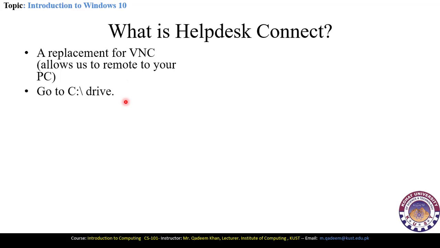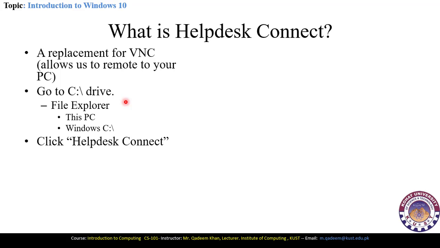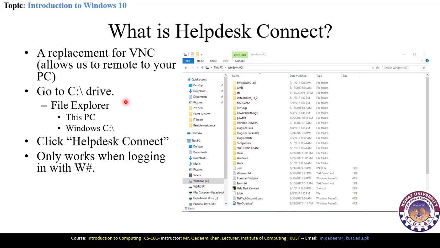So go to the C drive. Click on File Explorer, click on This PC, then Windows C. Go to Windows C, click on Help Disconnect, and it only works when logged in with Wi-Fi. So you must have a Wi-Fi connection. This is the complete description of this action.